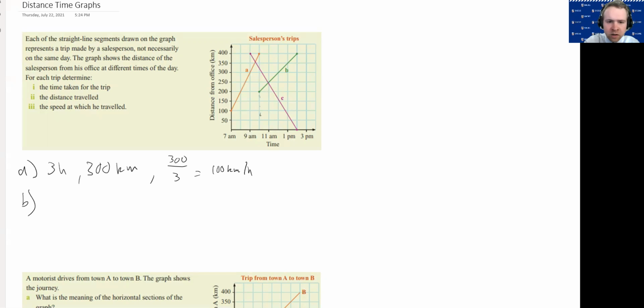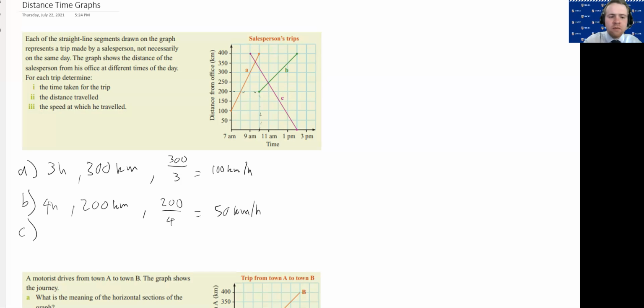For B here, we start at 10 o'clock. If we go down to our axes here, we start at 10, we finish at 2. From 10 to 12, that's 2 hours. From 12 to 2, that's 2 hours. So it's 4 hours in total. The distance that we traveled is 200 to 400, so it's 200 kilometers in total. And so then the speed is going to be 50 kilometers per hour.